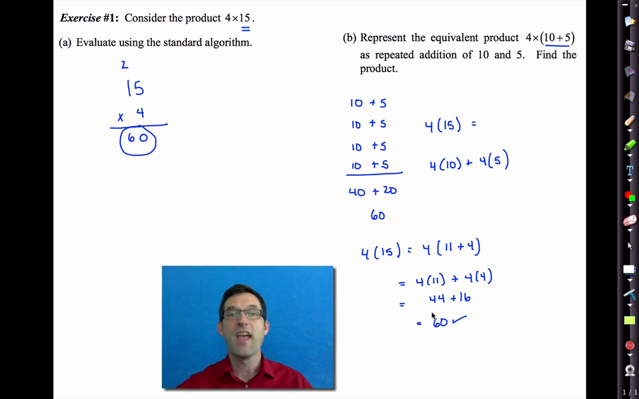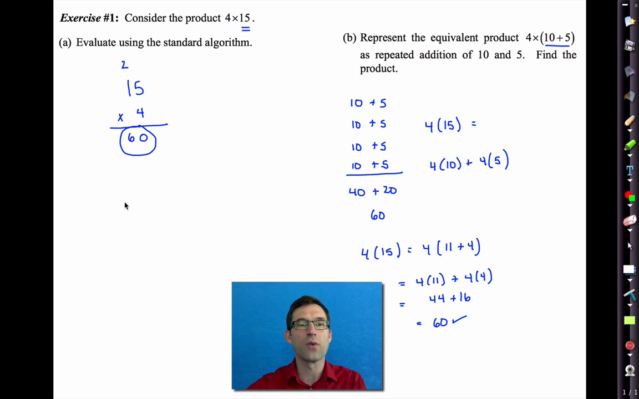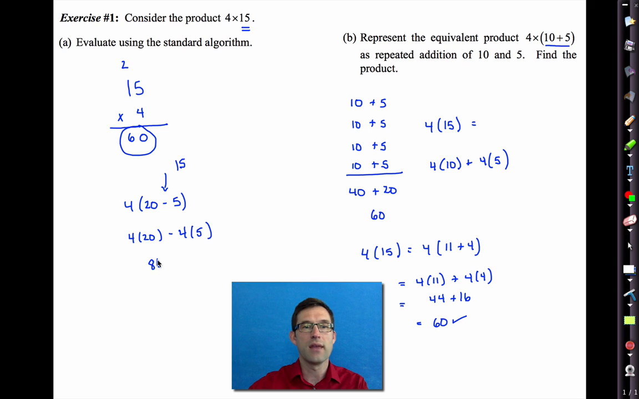All right? It even works with subtraction. Watch this. Let's say I did 4 times 20 minus 5, right? That's the same as 15. So 4 times 20 minus 4 times 5 would give me 80 minus 20, and that would also give me 60. Isn't that cool? I love the distributive property.